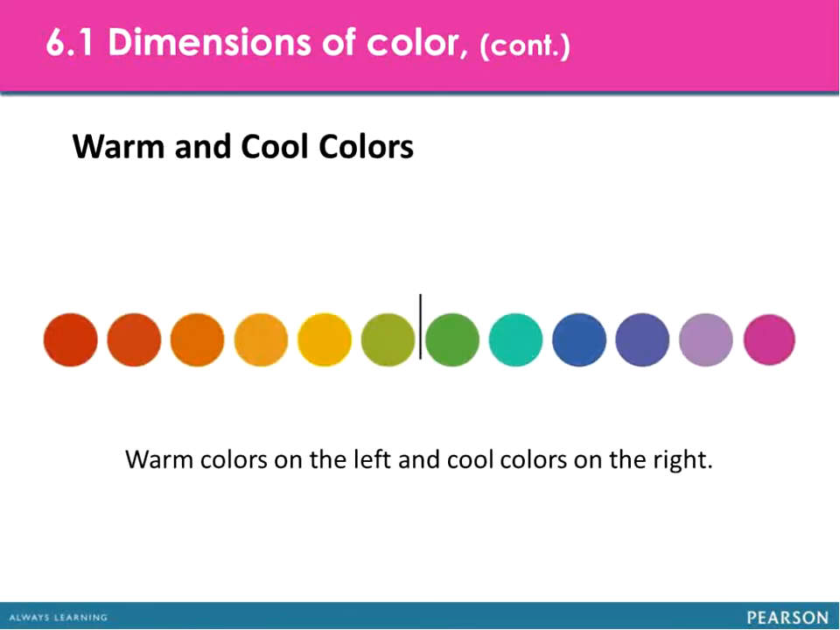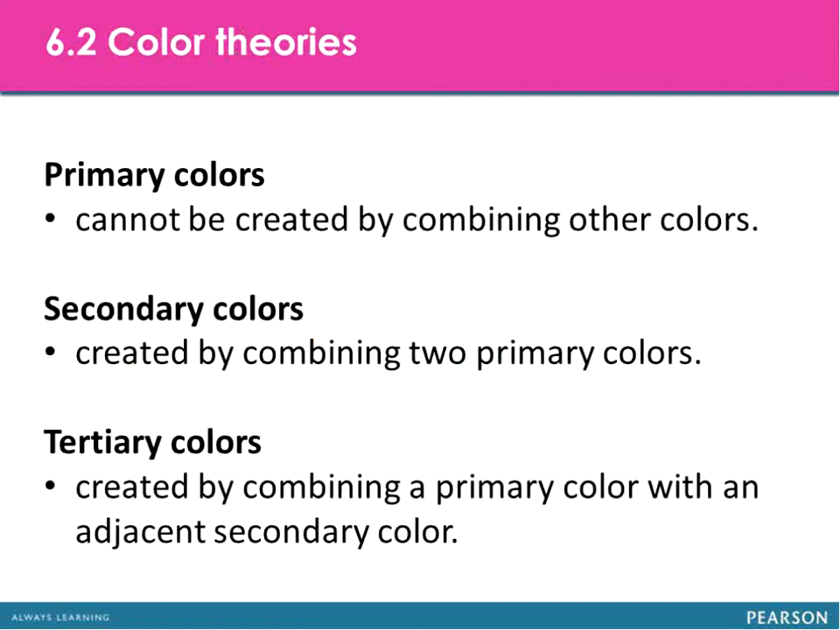The warm colors tend to be red, orange, and yellow, and the cooler colors are your greens, blues, and violets. All right, primary colors cannot be mixed. They come out as that color.